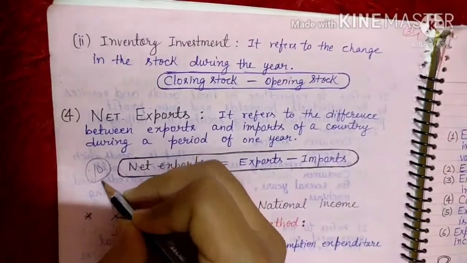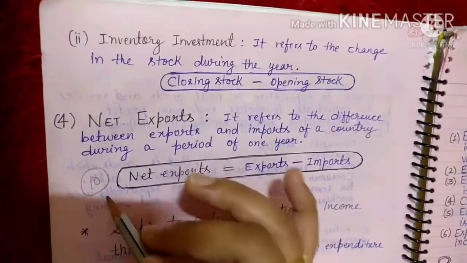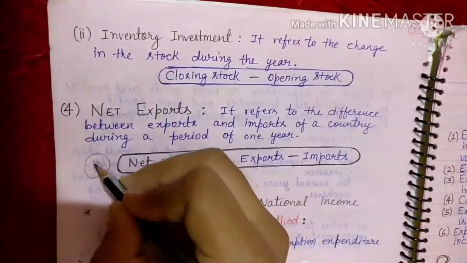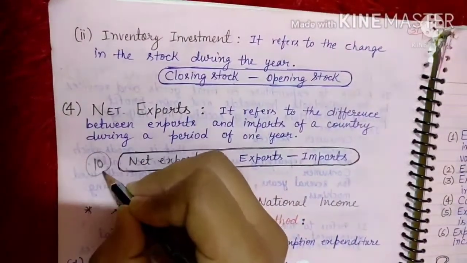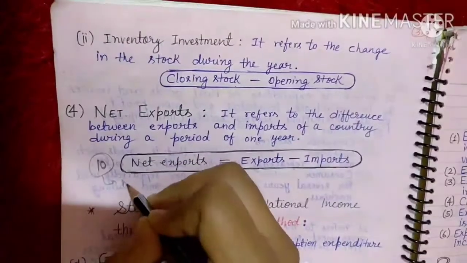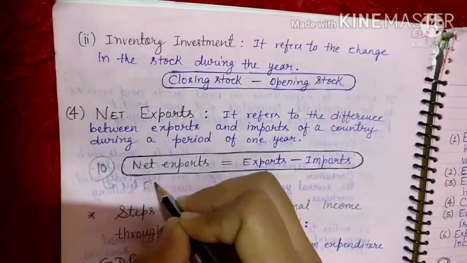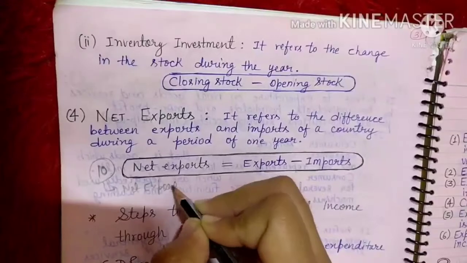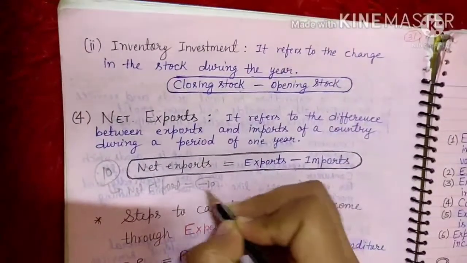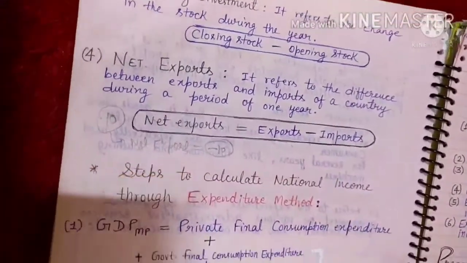So in the question you will write, if they have given net import as 10, what will our net export become? Our net export will become minus 10. What will it become? Minus 10. Okay, clear or not? Don't get confused by this one.